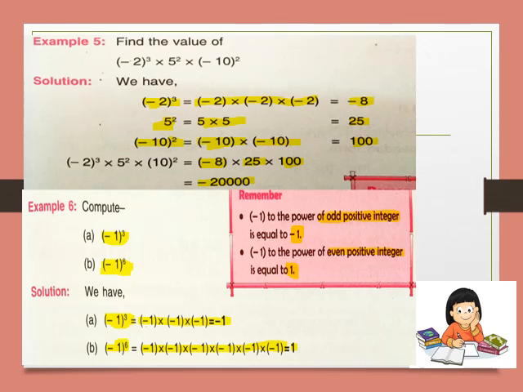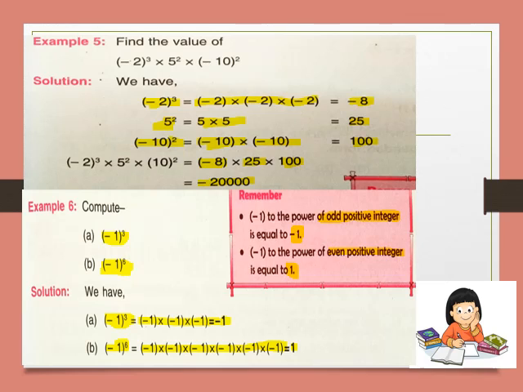Now let's find out the values. Here we have to find the value of minus 2 raised to 3, minus 5 raised to 2 and minus 10 to the power 2. So first we will write this minus 2 raised to 3 as we know the multiplication. So we will write 3 times and its answer is what? Minus 8.